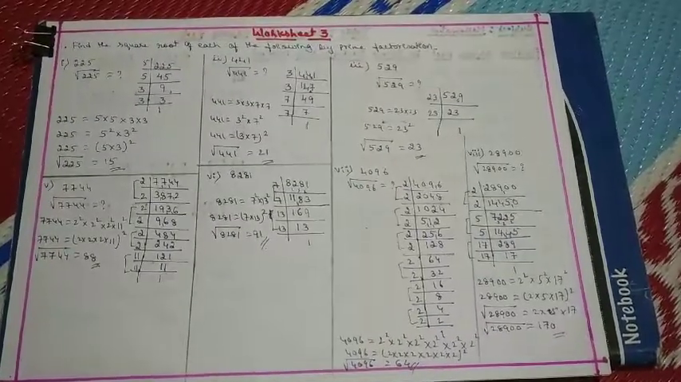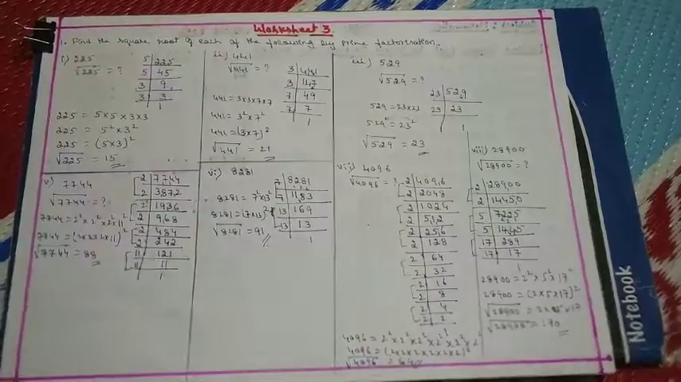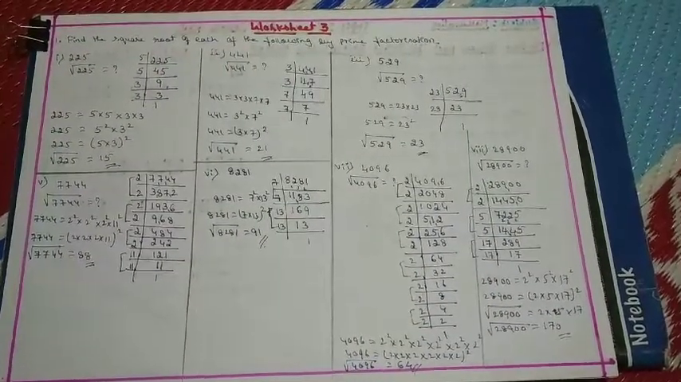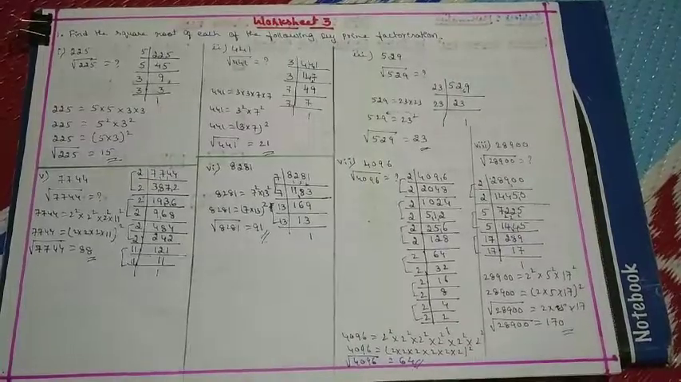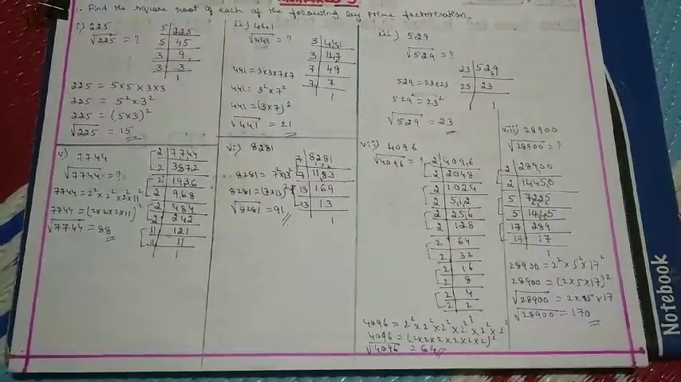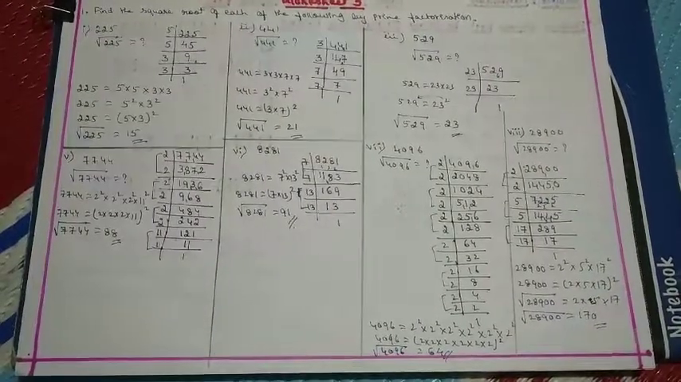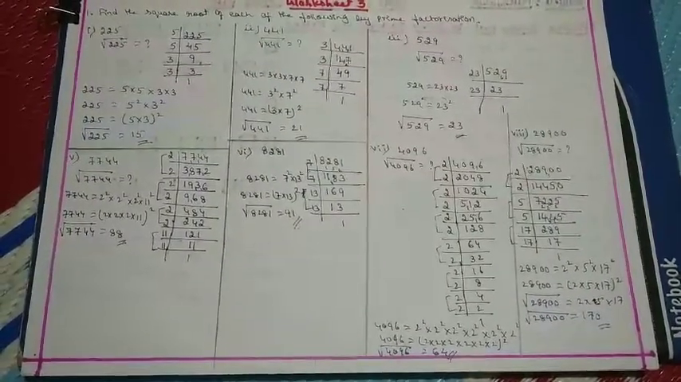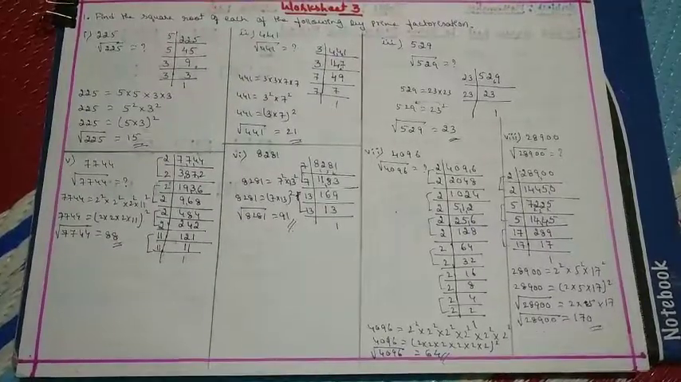So hope it is clear for you, children. So sub question 4, only one question is given for homework, that you can do on your own. So this completes worksheet 3 first main, and from the second main we'll do it in the next class, children.